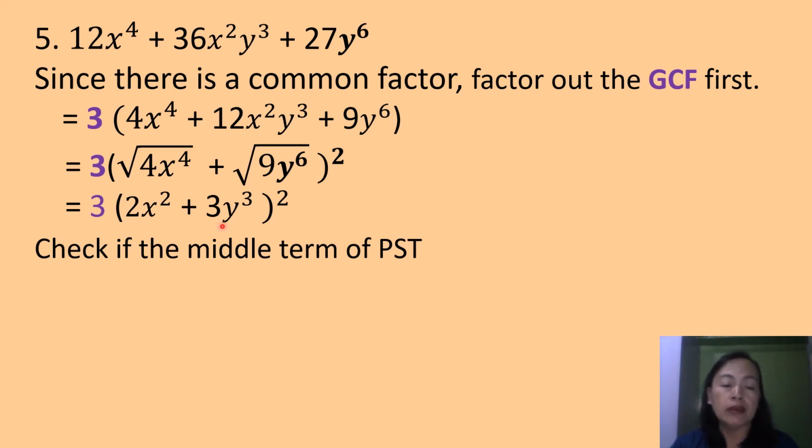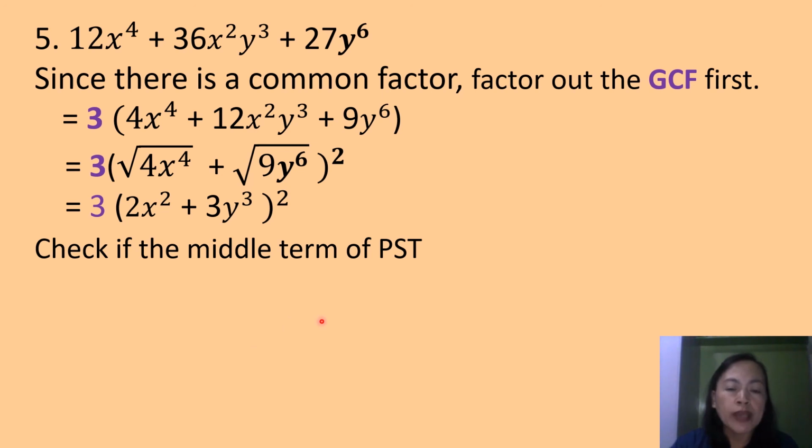Yan na yung factors. O, diba? Dali naman yan eh. Okay, check natin. Check if the middle term of the given perfect square trinomial will match with the factors. Okay, ano ba yung middle term? 12x squared y cubed. Ito yung perfect square trinomial natin ha. Hindi ito. Ito yung original na trinomial, but there is a common factor here. Kaya nag-factor out muna tayo ng GCF. Ang perfect square trinomial natin ngayon ay itong polynomial factor dito. Okay? And so, we check if 12x squared y cubed will be the product that we will get.